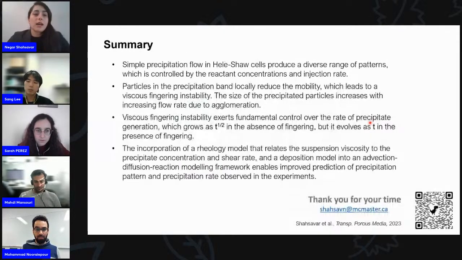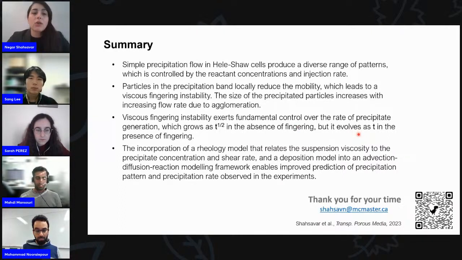To summarize our research, we conducted a simple precipitation flow in Hele-Shaw cell, and we observed a diverse range of patterns. We observed that in higher injection rate experiments, we have viscous fingering and we have larger precipitate particles because of the effect of agglomeration. We observed that viscous fingering controls the precipitation rate: the total amount of precipitation evolves as t to the half in the absence of fingering, and linearly in time in presence of fingering.